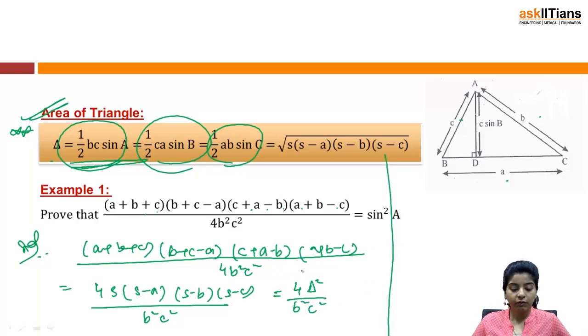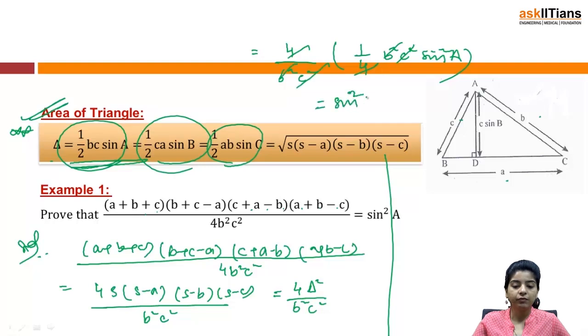Now what do we do after this? Now you can use this formula of the area of a triangle. So this becomes 4/(b²c²) times Δ², and since we want it to be equal to sin² A, we will be taking this term. So we have Δ² = ¼ b²c² sin² A. The 4 gets cancelled, b²c² gets cancelled, and finally we are left with sin² A.